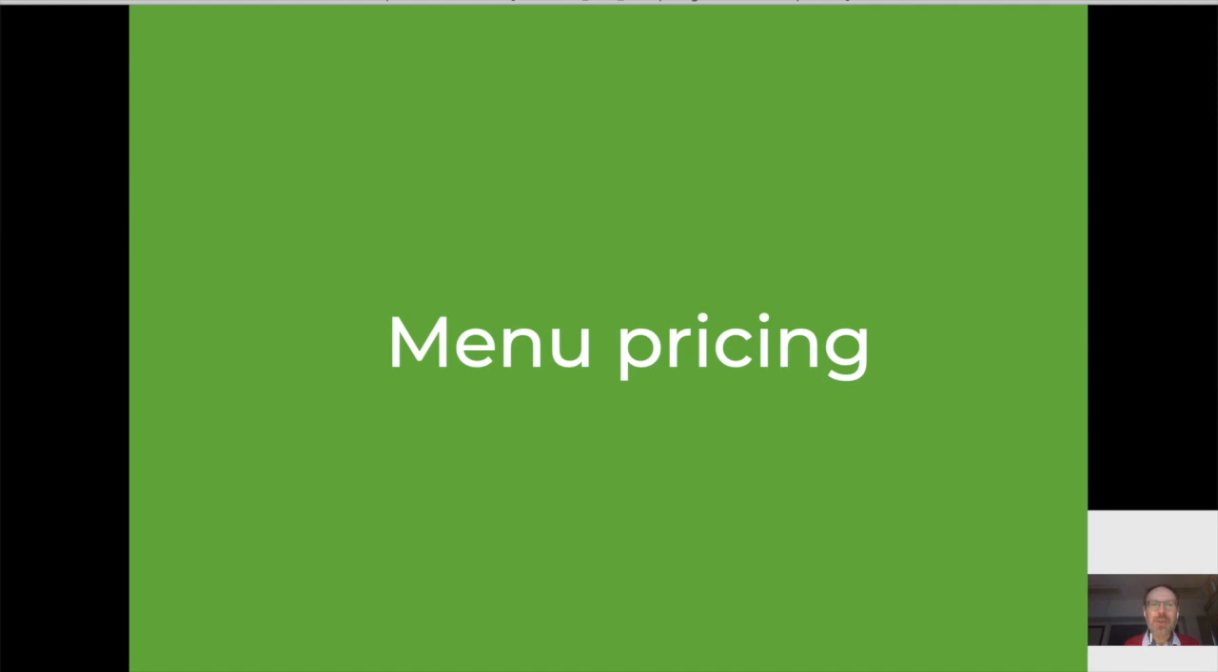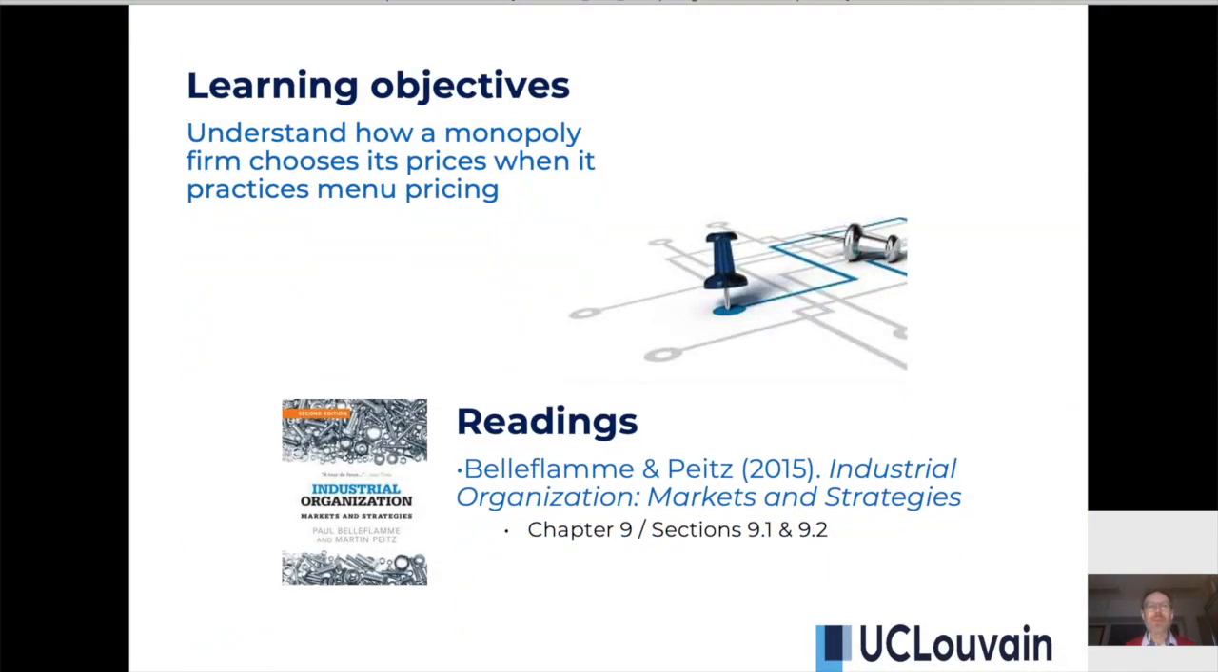In this presentation we want to talk about menu pricing. More precisely, our objective is to understand how a monopoly firm chooses its prices when it practices menu pricing. You can get some background reading in sections 9.1 and 9.2 in the textbook, but what we cover here is a simplified version of what is presented in the book.